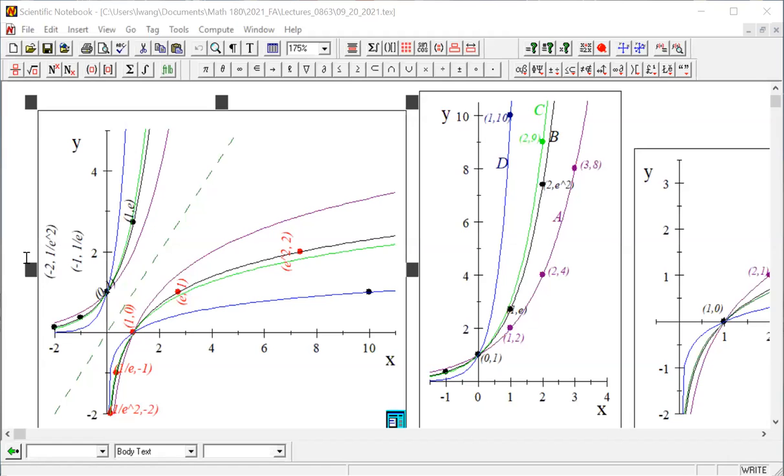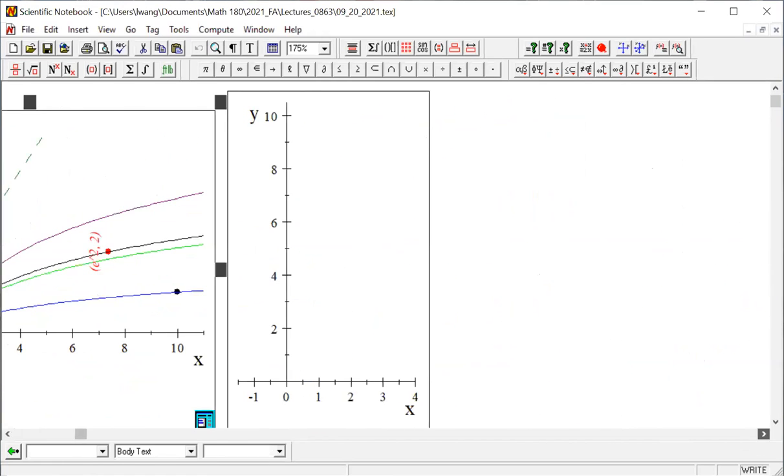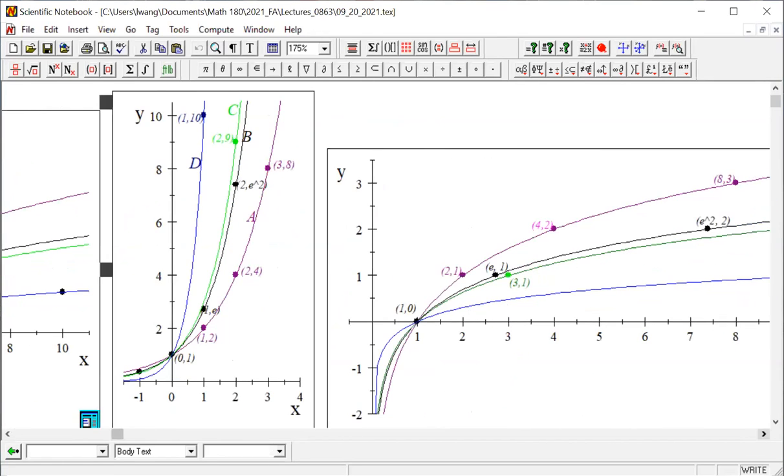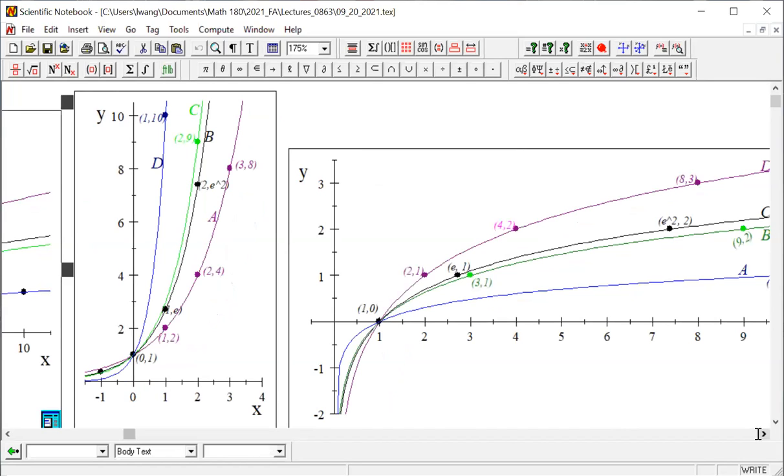Anyway, we have graphed all of these, right? Can you guys tell which one is which? So let's do one at a time, right? Which one is which? Shall we?